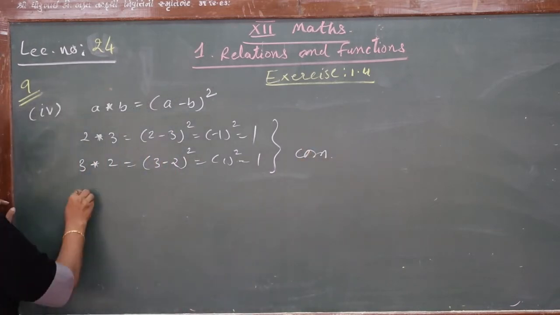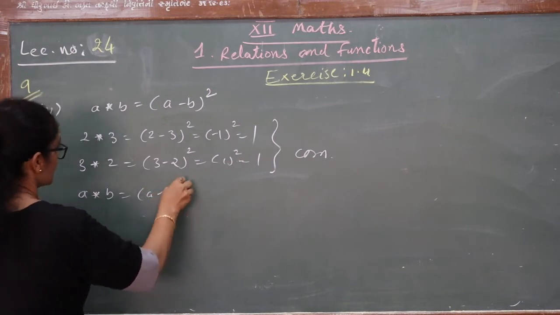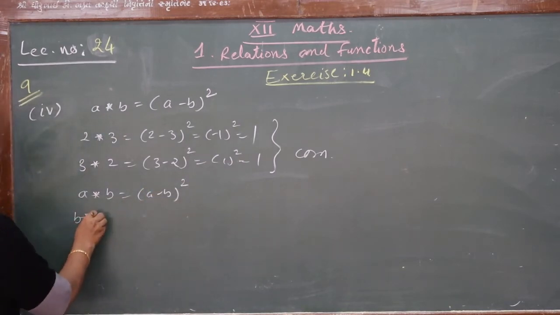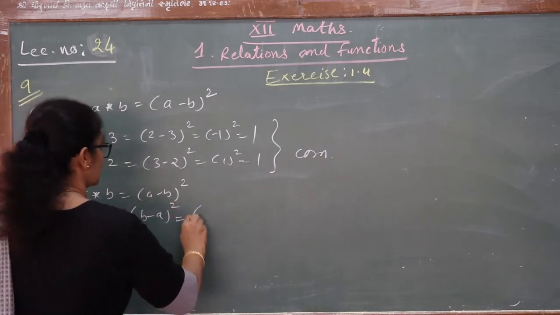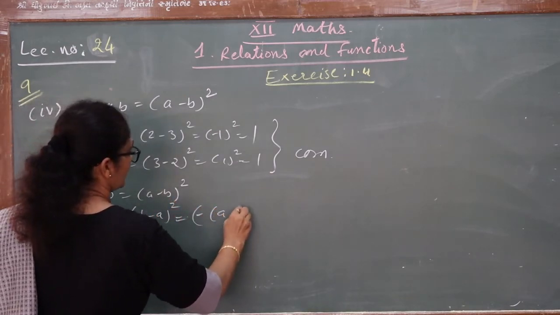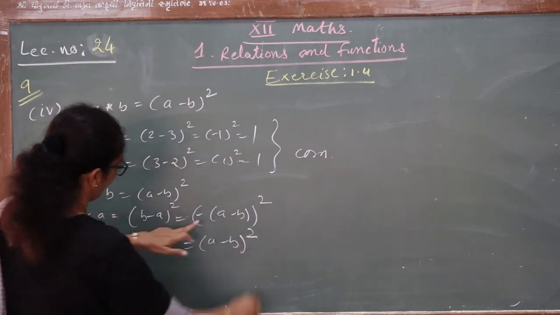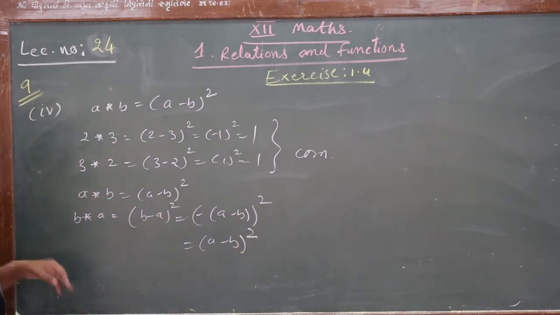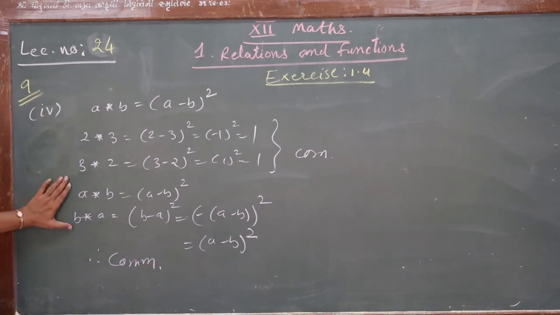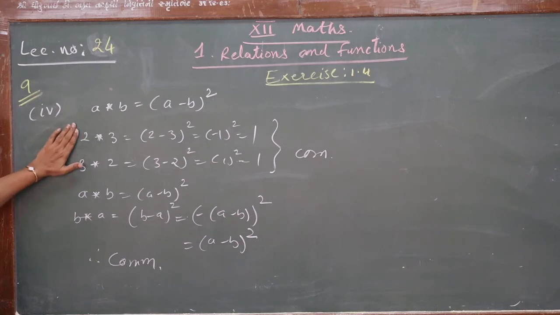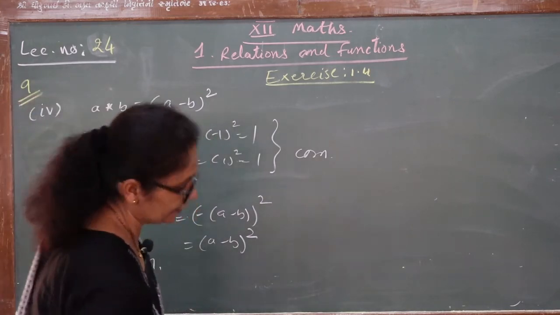If you want to write with letters, then A asterisk B equal to (A minus B) square, B asterisk A equal to (B minus A) whole square. And the same thing, if you take the minus sign outside, you can write this way also, because of the square the minus sign goes away, both answers are the same. So you can say it is commutative. I have proved with alphabets also, we have proved with numbers also. Now the same thing we will prove for associative.